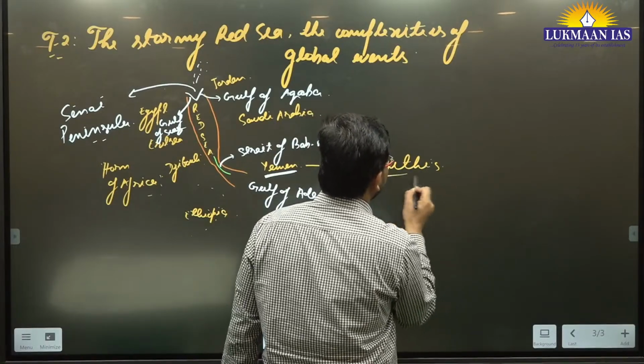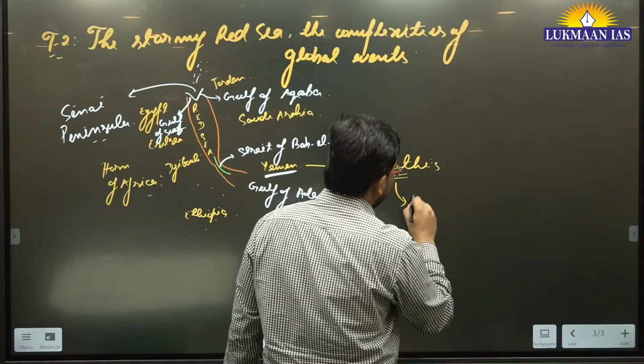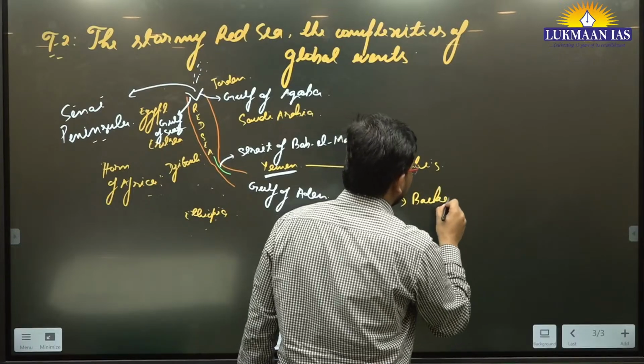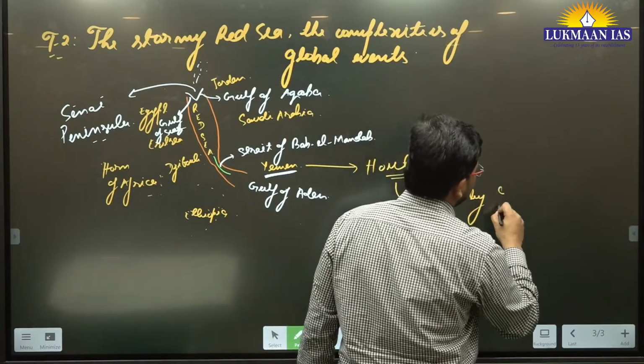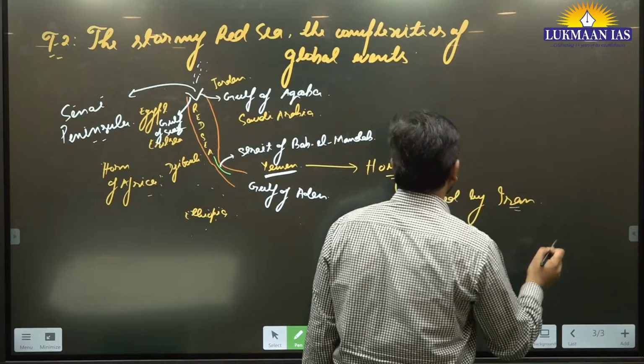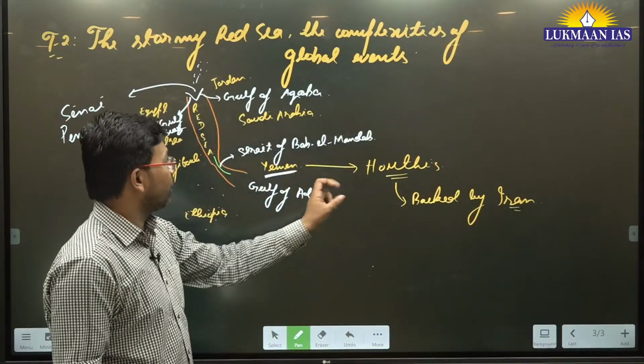So the Houthis are Houthi rebels, and they are backed by Iran. They are backed by which country? They are backed by Iran. This is the thing. They are supported by Iran.